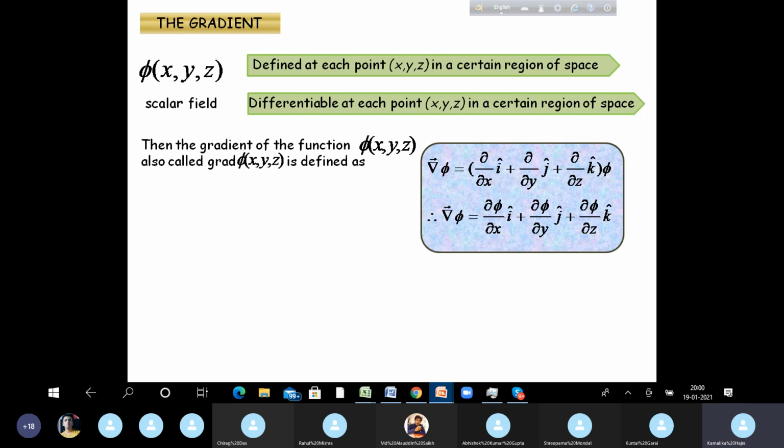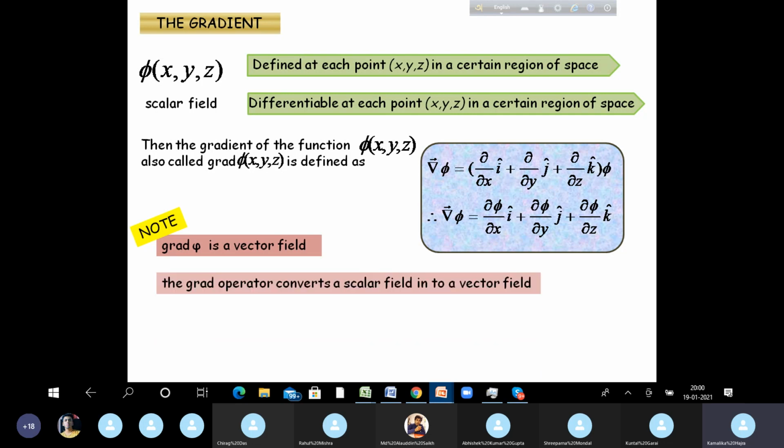Okay, so remember in the expression of the grad operator, where we had written the equivalent sign. Now since I have the grad operating on the scalar phi, I put equal to, and del/del x i cap plus del/del y j cap plus del/del z k cap is operating on the function phi. So we have grad phi is equal to del phi/del x i cap plus del phi/del y j cap plus del phi/del z k cap. Okay. So obviously grad phi is a vector field.